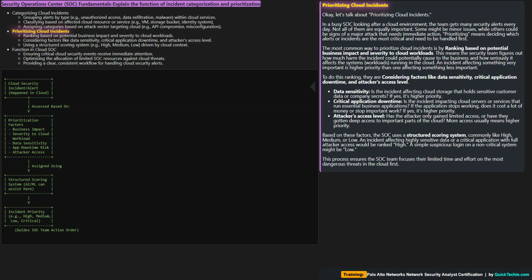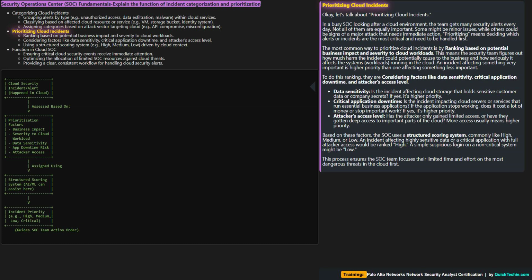Data sensitivity: is the incident affecting cloud storage that holds sensitive customer data or company secrets? If yes, it's higher priority. Critical application downtime: is the incident impacting cloud servers or services that run essential business applications? If the application stops working, does it cost a lot of money or stop important work? If yes, it's higher priority. Attacker's access level: has the attacker only gained limited access, or have they gotten deep access to important parts of the cloud? More access usually means higher priority.